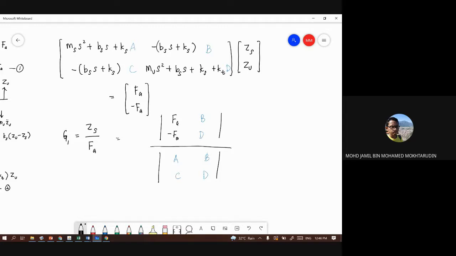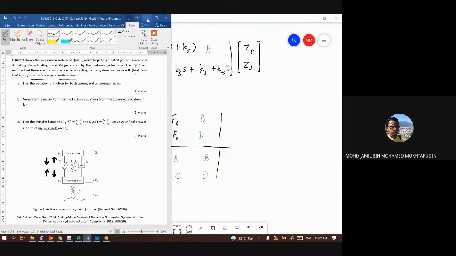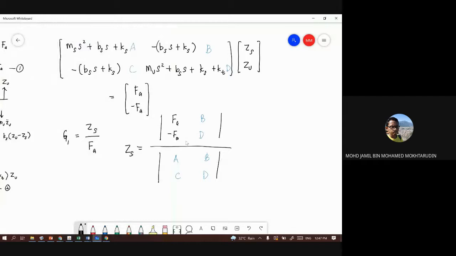And after you simplify, you just bring Fa to the other side to get Zs. So this one is Zs, then bring Fa to the other side, you get Zs over Fa. Maybe you don't get full marks because you don't simplify. If you look at the question, 8 marks. I think this is 4 marks, simplified another 2 marks, simplified another 2 marks. So repeat for G2, 4 marks.